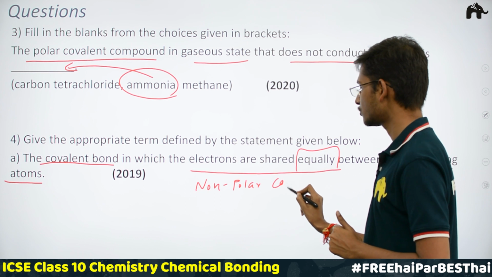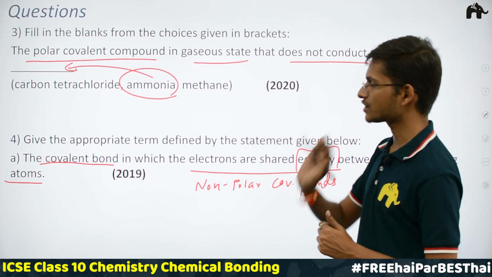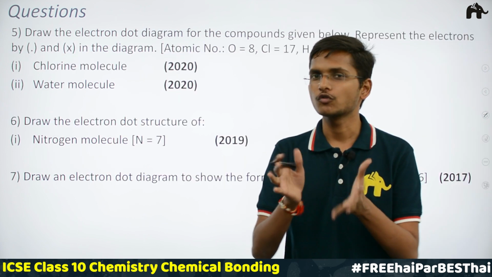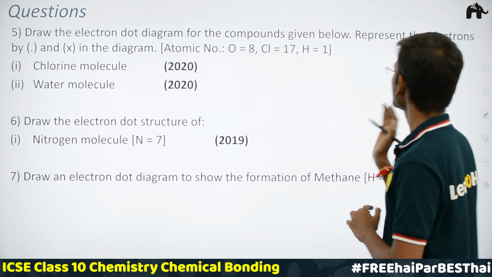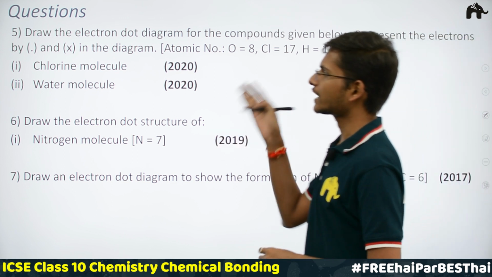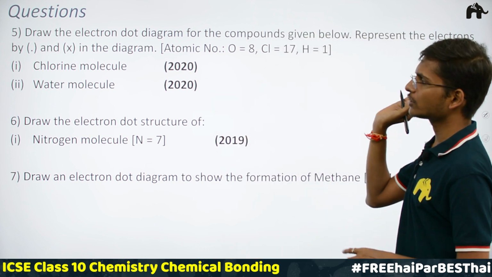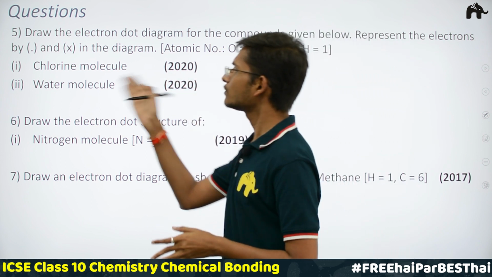Non-polar covalent bonds. So this was asked in your examinations in 2019. Previous one was asked in your examinations in 2020. Now moving ahead, draw the electron dot diagram for the compounds given below. Represent the electrons by dot and cross in the diagram. Atomic numbers of oxygen, chlorine and hydrogen are given to us. Okay, so they are asking us to draw the electron dot diagrams for chlorine molecule, water molecule.